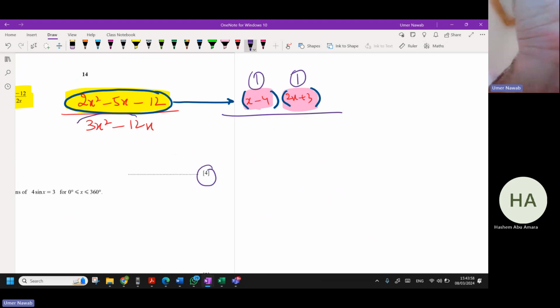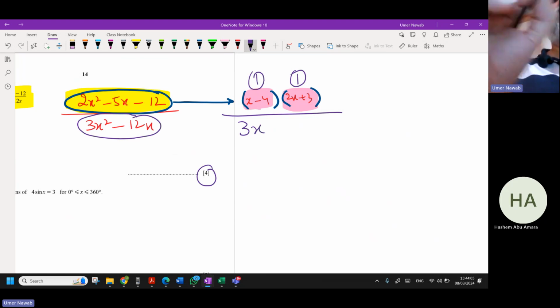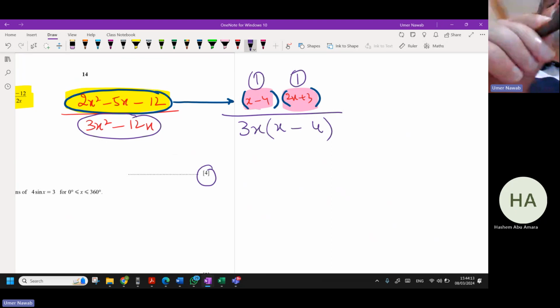And now I need to factorize. What is the common factor from 3 and 12? 3 is the common factor, and x is the common factor, because I always take the highest common factor. 3x is the highest common factor of 3x squared minus 12, so I'm going to take common, so x minus 4 is left. So guys, this will give you 1 mark.